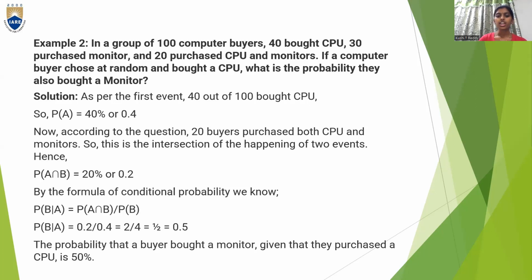By the formula of conditional probability, we know P of B given A is equal to P of A intersection B by P of A. So P of A intersection B is 0.2 and P of A is 0.4. So 0.2 by 0.4 is equal to 0.5. So the probability that a buyer bought a monitor given that they purchased a CPU is 50%.